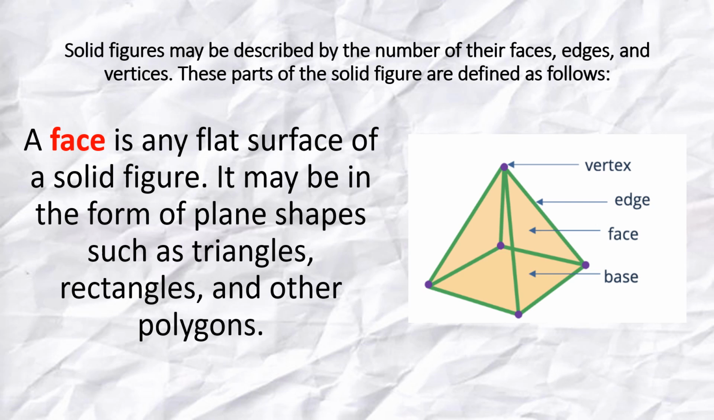These parts of the solid figure are defined as follows. The first one is a face. A face is any flat surface of a solid figure. It may be in the form of plane shapes such as triangles, rectangles, and other polygons.